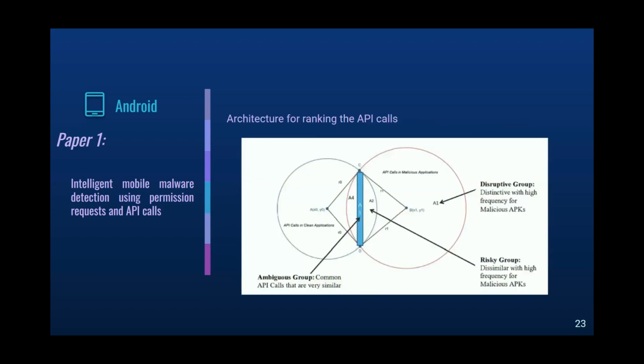Ambiguous means common in both with the same sequence. Disruptive means more found in malicious, but not found in benign. I believe there were only five of those. And risky API means more in malicious, but less in benign.